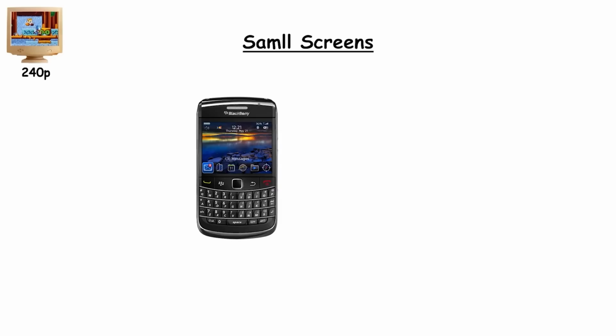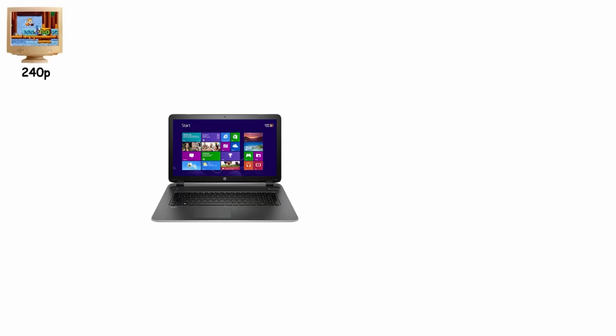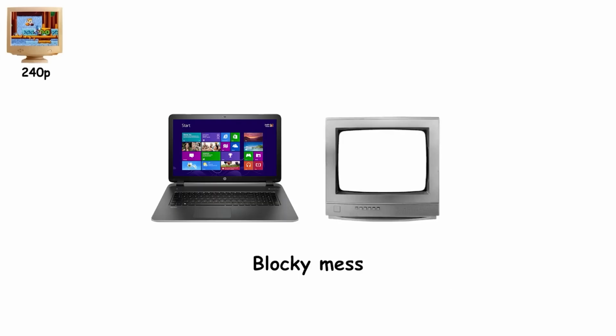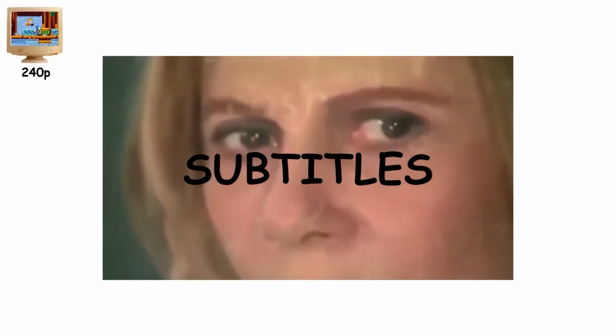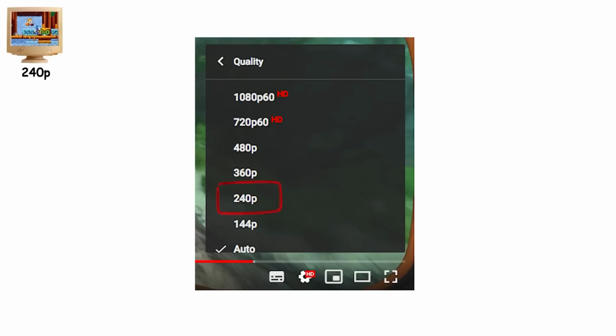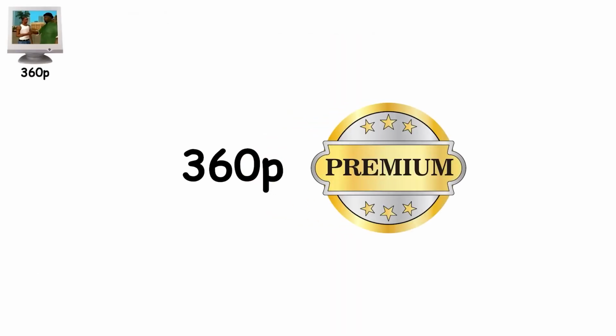On small screens like early phones or old iPods, 240p looked acceptable enough. But put it on a laptop or a TV, and everything turned into a blocky mess. Edges were jagged, motion looked choppy, and dark scenes became a blurry soup of pixels. Subtitles were especially painful. Half the time you had to guess what the words were supposed to say. Today, 240p mostly exists as an emergency option. It's what YouTube switches to when your internet connection suddenly collapses, or when you're trying to watch something on the weakest signal imaginable.